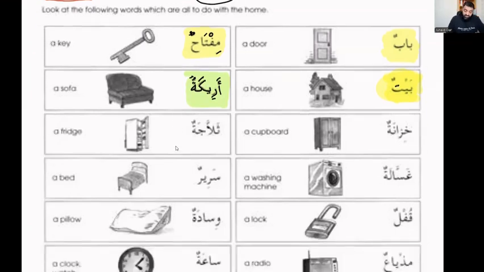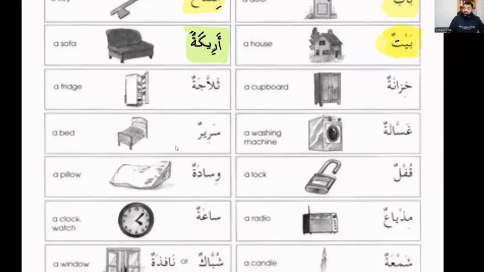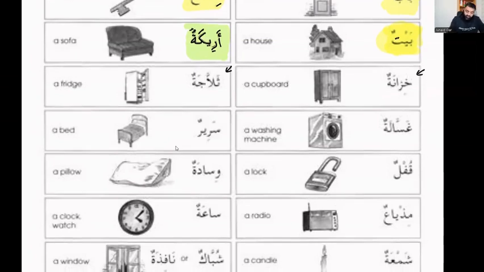So let's do one each. Bushra, you do the next one, and then Mihak, you do the next one. I want you to read it out and also tell me male or female. Fairly straightforward, but let's do it. What's the word for cupboard? Khizanatun. Okay, good. That's feminine. Right. Next one.